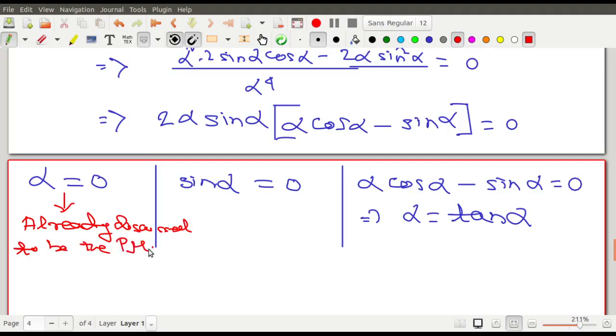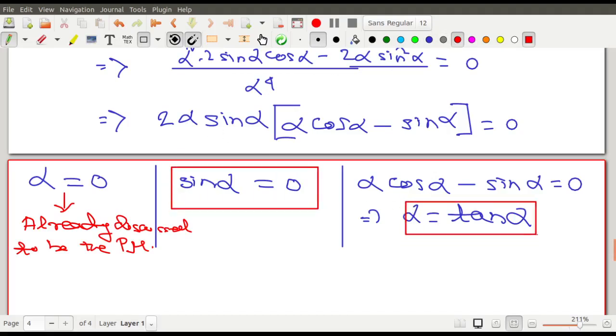So alpha equals to 0, this equation says that at alpha equals to 0 you have either a maxima or a minima, right? Because this is generated from the first derivative being 0. So alpha equals to 0 is either a maxima point or a minima point. But you have already seen that it is a maxima, and not only maxima, it is the principal maxima. So you are left with two more conditions, this one and this one. The others have been discussed.